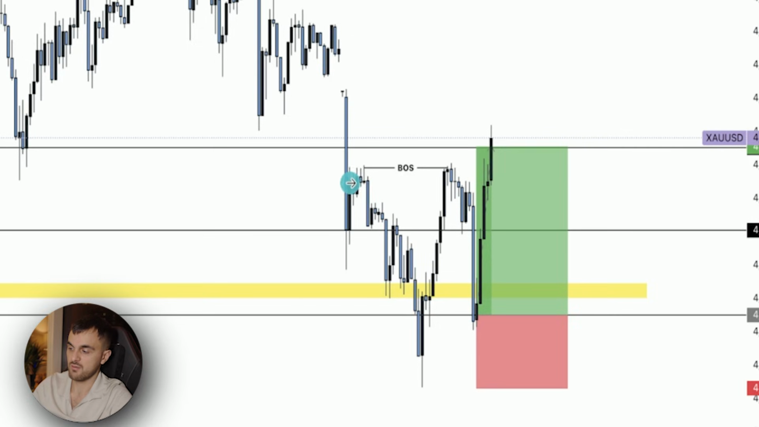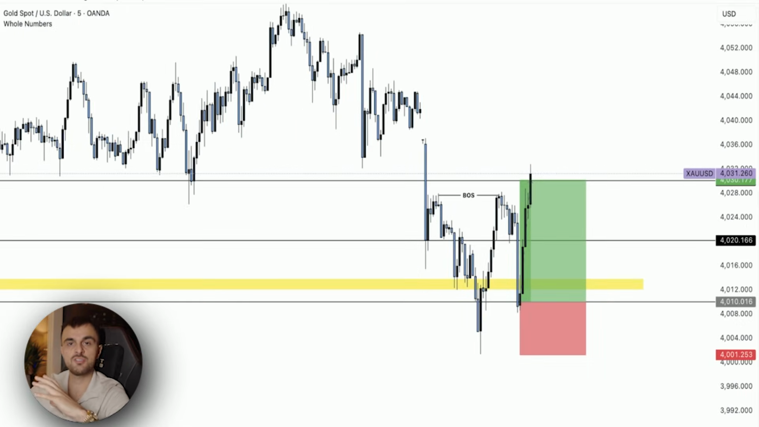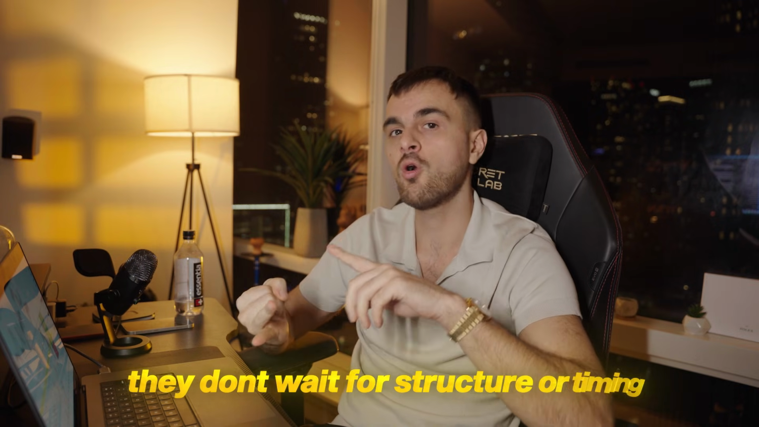Because first the market was just coming down. There's no clear evidence or no clear signs of a market structure shift or a break of structure like we got here on the 5 minute chart. So now this just became a much higher probability area for price to react, and we're not chasing it, we're going with structure. And what most traders do is they don't wait for structure or timing.